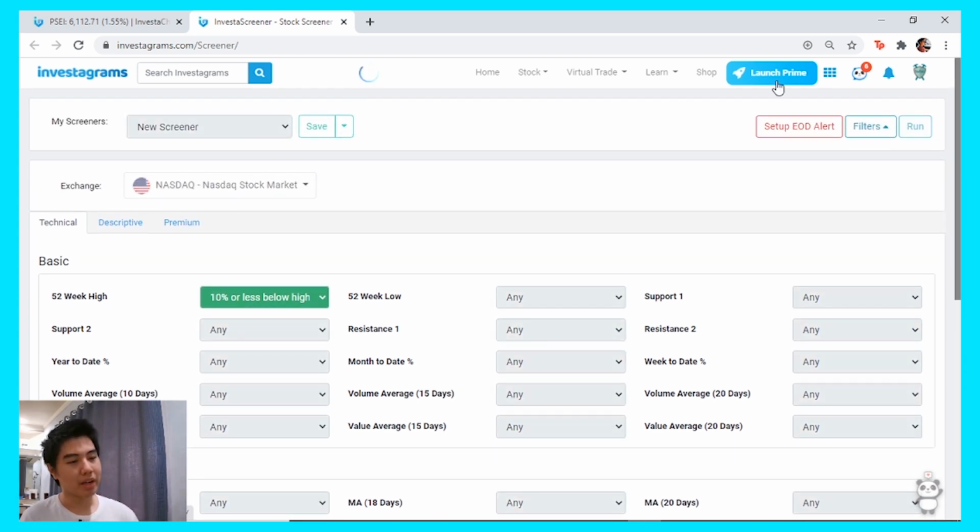So click run, and let's wait for a while. Sorry, my internet is a bit slow today. Once you click run, the InvestaScreener will go through all of the stocks and see which ones fit the filters you input. Okay, let's wait a while.